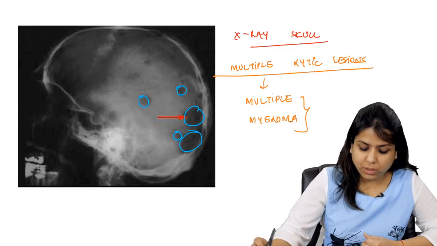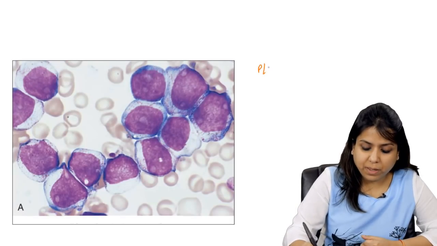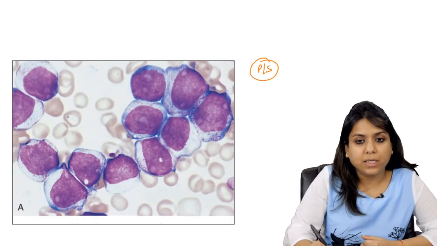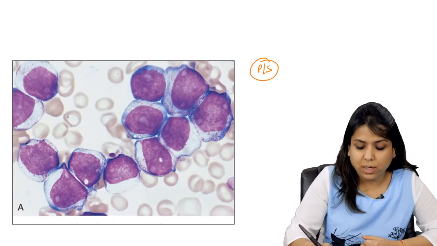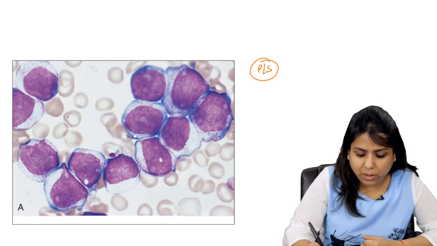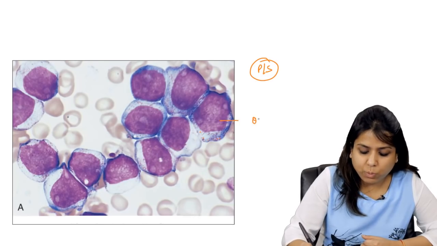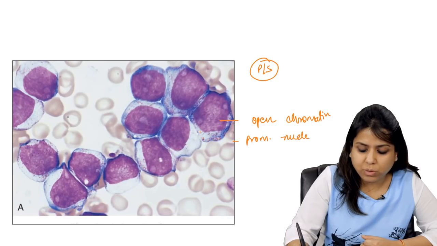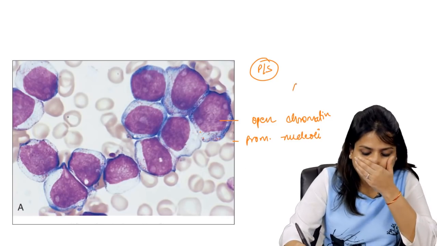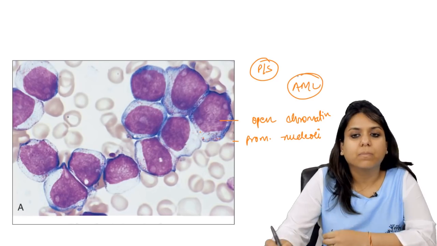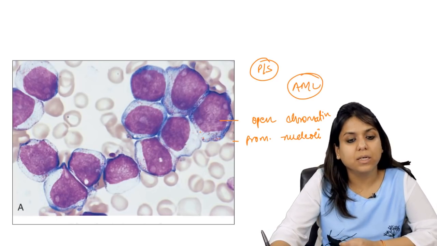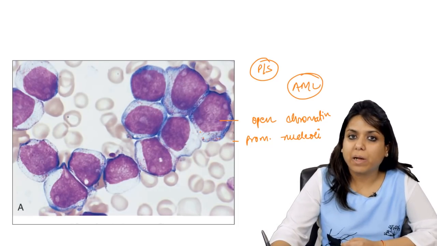Next image, students. Again, this is the peripheral smear. I can see large cells with moderate cytoplasm, granules in the cytoplasm, open chromatin, prominent nucleoli. So what cells are these, students? These are myeloblasts seen in AML, acute myeloid leukemia.